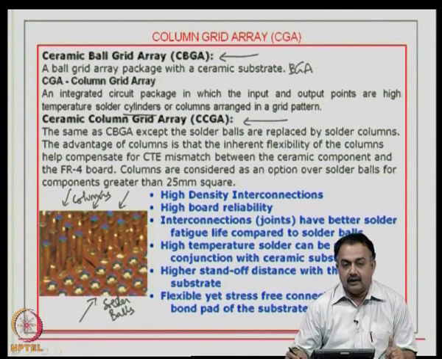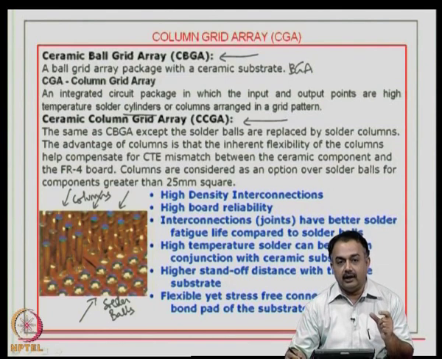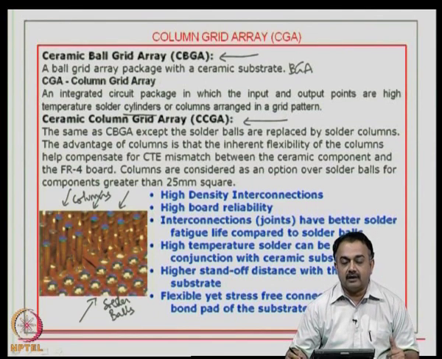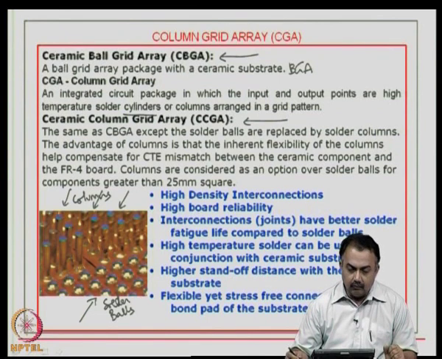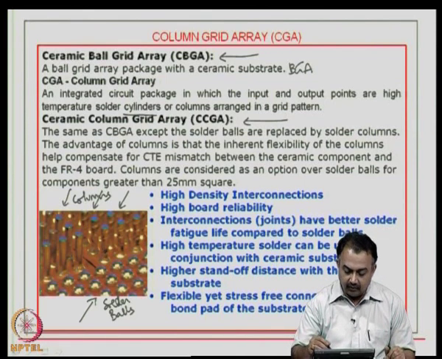And typically these are used for very large packages. There is no point in using this for a very small die and having a few columns. Okay. So, typically used for application areas like military and so on, so that this particular property can be well utilized. What are the features of a column grid array? You get high density interconnections, high board reliability.